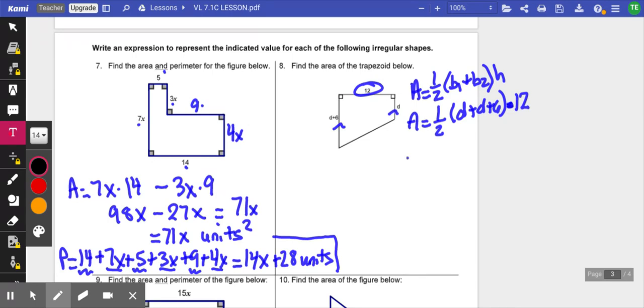Okay, so I'm going to clean up the inside. I like to combine my numbers. 1/2 of 12 is 6. So on the outside I have a 6. On the inside here I have 2D plus 6. Then I need to distribute. So I get 12D plus 36 units squared.